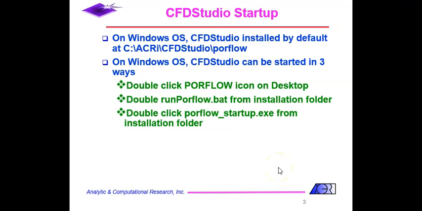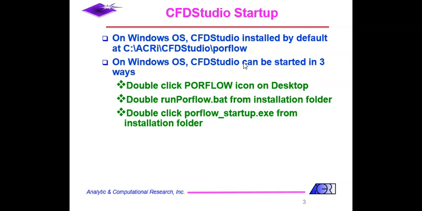Once you have installed the CFDStudio, the location on the Windows OS will be c:\acri/cfdstudio/PORFLOW. This is the default location. The user can choose a different location for the software to be installed.